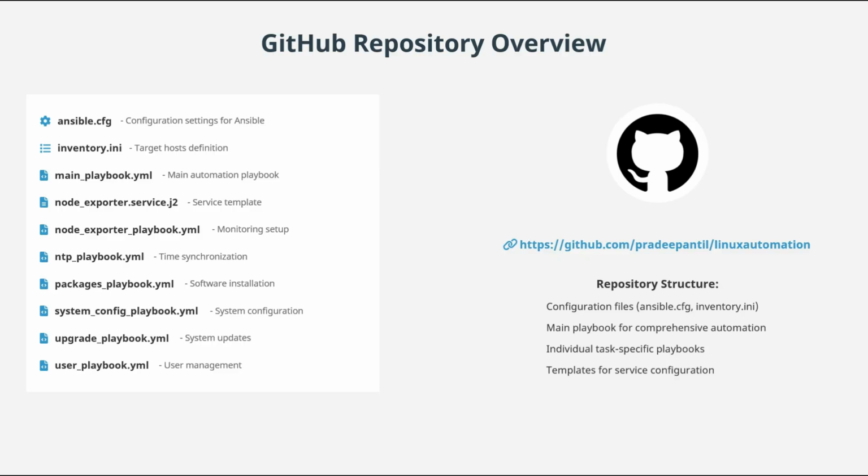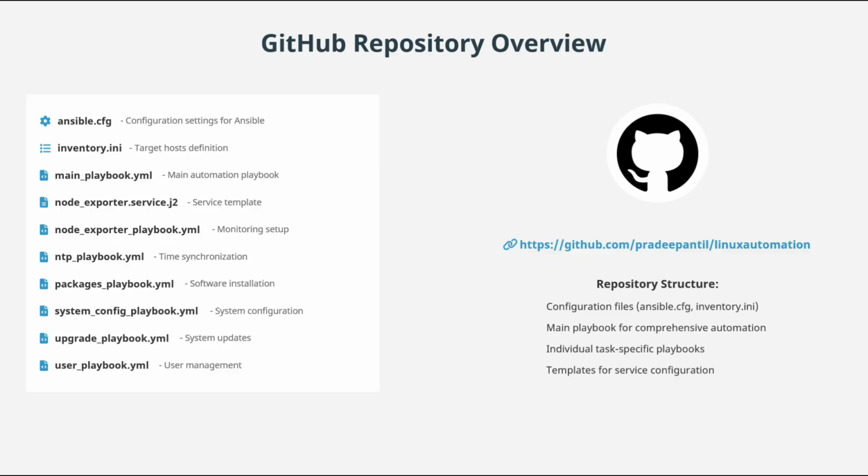Having our playbooks in a Git repository is the best practice. It allows for version control, collaboration, and easy integration with automation platforms like AWX. AWX can directly pull our playbooks from this repository, ensuring we are always running the latest version of our automation code. I am assuming Ansible AWX is already installed.